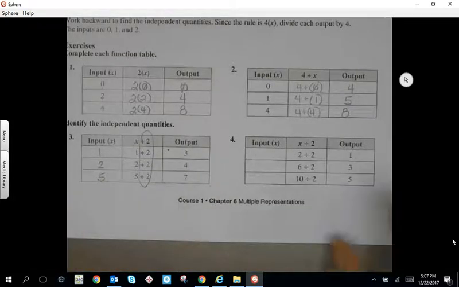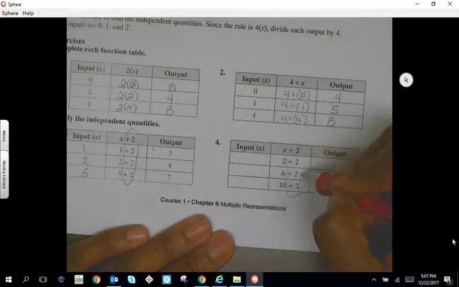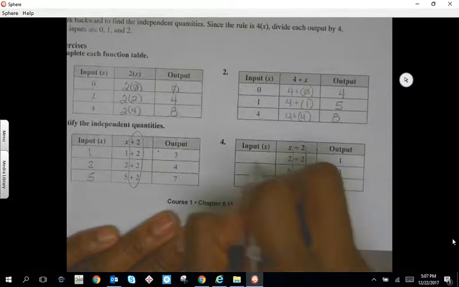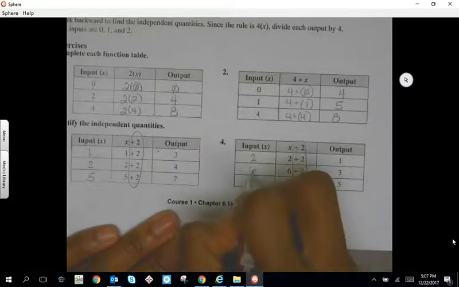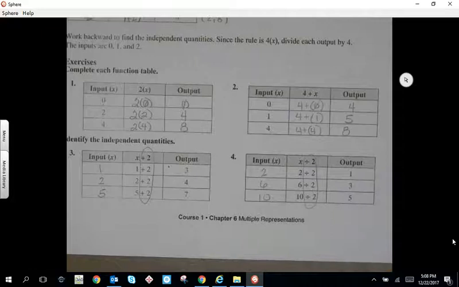Easy, right? This time my rule was divide by 2. See how that's the same? So that meant my x is what was changing. So it was 2, it was 6, and it was 10. Not too bad, right?